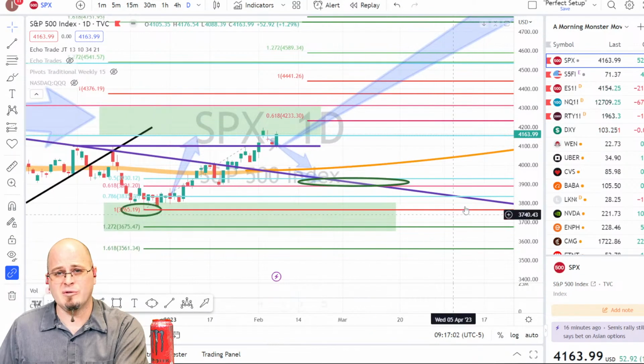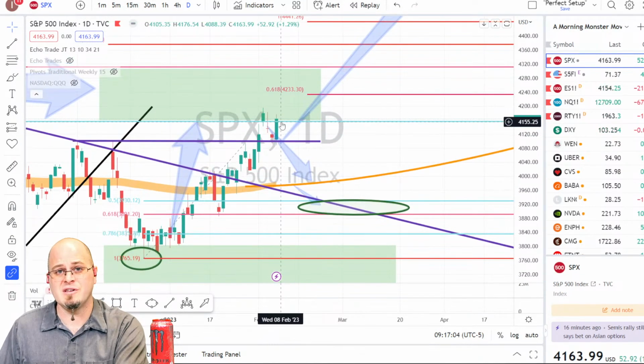So, popping over to S&P 500 yesterday, rallying, look at that. Bounced right off of that zone, right back up to the green box. So, what's going to happen?